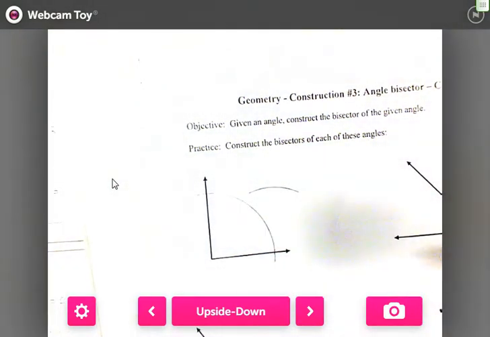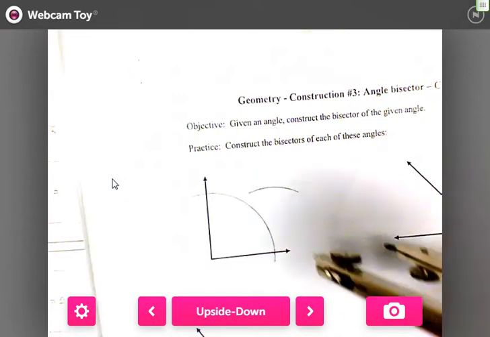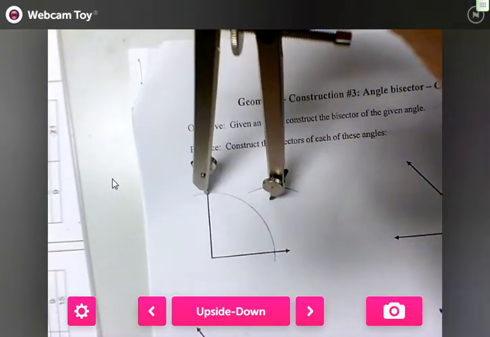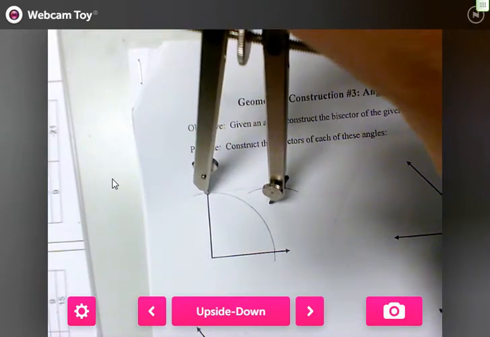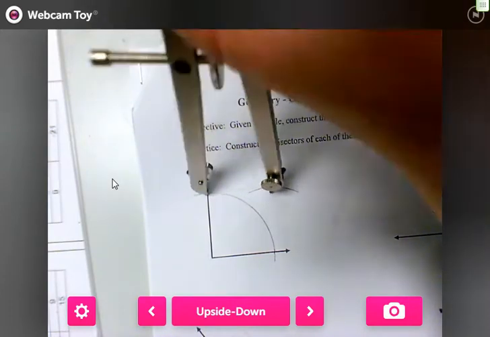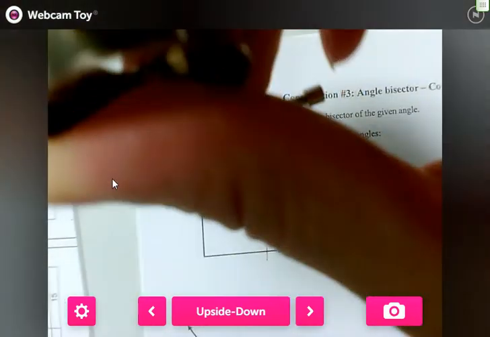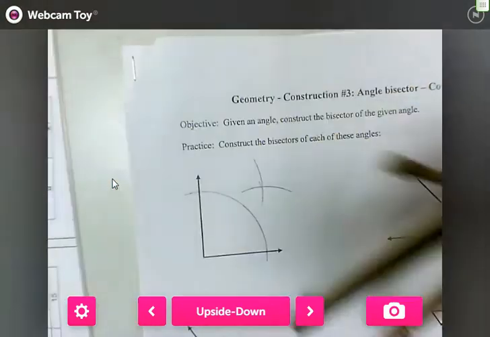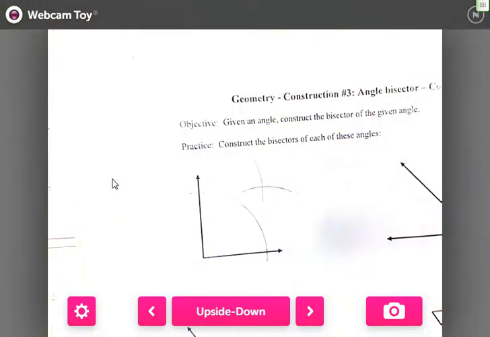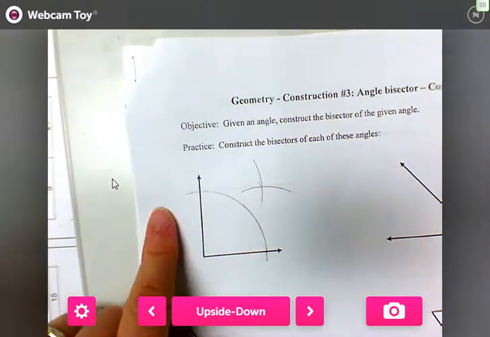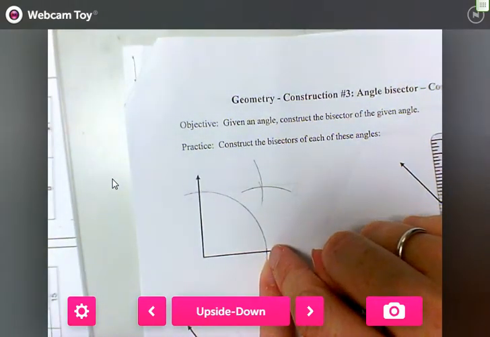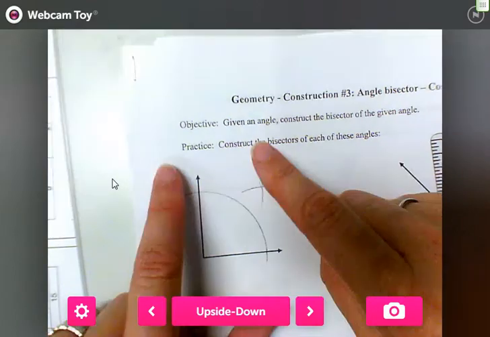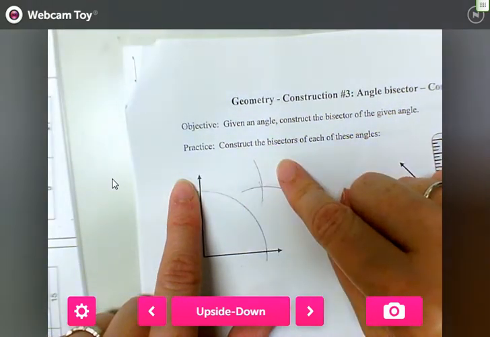Now I'm going to take the pointy section and put it over the intersection of the vertical ray, the one that's going up and down, and the arc, and I'm going to make another arc. So I've got 3 arcs. I put the pointy end on the intersection of the arc and the ray and made an arc.